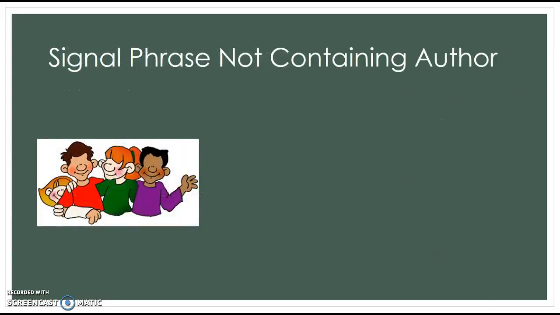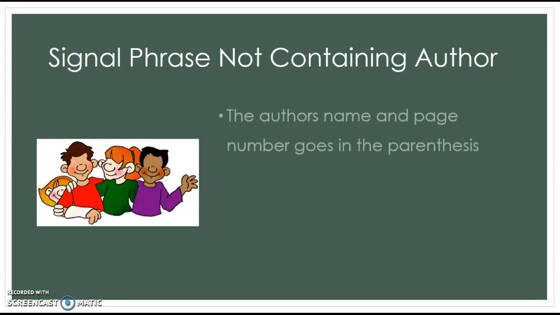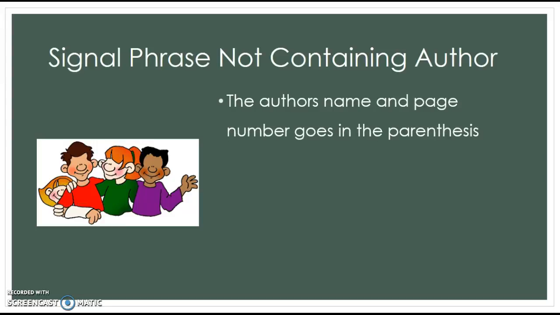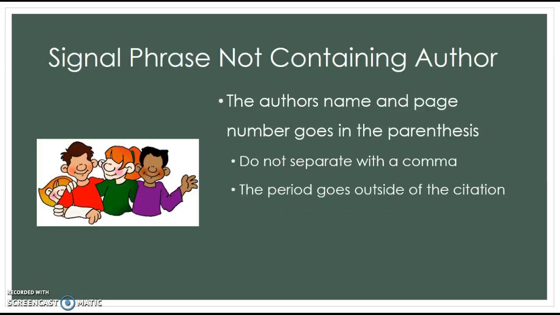The first one we're going to go over is signal phrases not containing an author. Now when your signal phrase does not contain an author, you'll need to put the author's name and page number in the parentheses after your quote or paraphrase. And this is so there's not a random number sitting alone after that integrated source, so your reader knows who the source came from and who the author was. Do not separate the page number and the last name with a comma. This is a very common mistake. Do not do it. The period goes outside of the citation. This is another concept that we'll be running into again and again throughout this video.